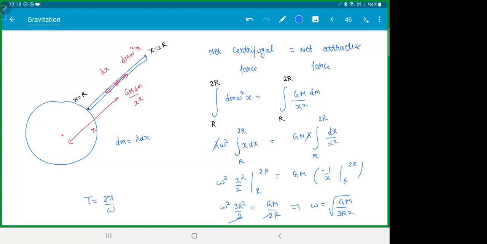So if this rod rotates with this omega, you can keep it in the air radially. The rod will not go away from the earth. It will not fall onto the earth. It will not collapse. Again, we are keeping a very simplified version. There will be air resistance and a lot of other factors also. But yeah, this is the starting point.